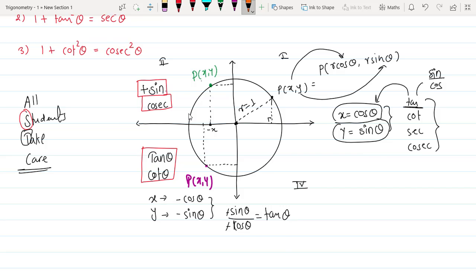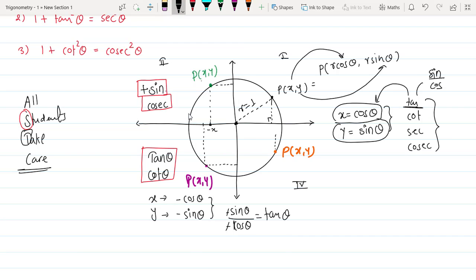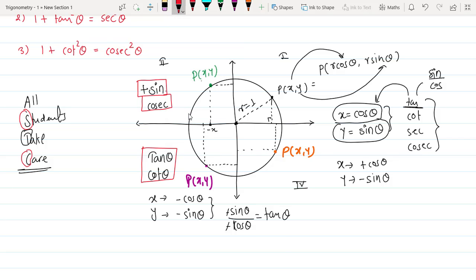Now coming to the fourth quadrant, P x comma y. Which coordinates are negative here and which are positive? X is positive and y is negative. So x is positive means I will get positive cos theta, and y is negative, that's why I will get minus of sin theta. So sin is negative and cos is positive, that's why we get positive cos here.